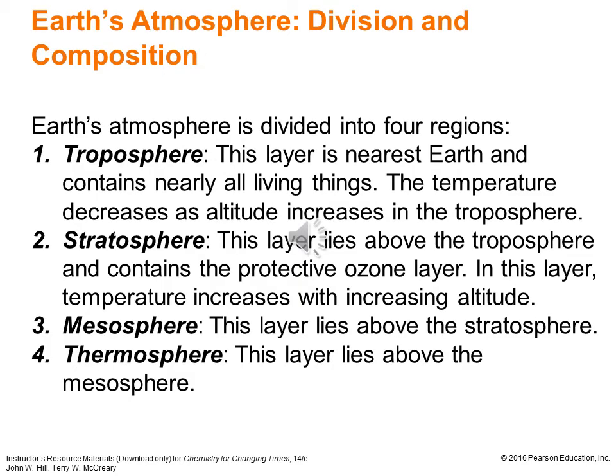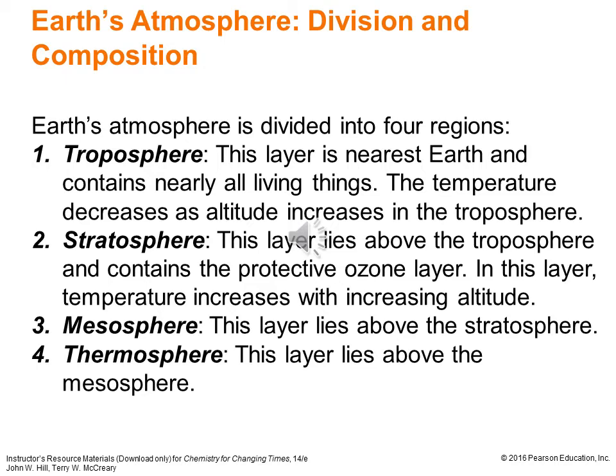Okay, so moving on to the layers of the atmosphere. Earth's atmosphere is typically divided into 4 regions. There's the troposphere, and that's the layer that we live on. It's the layer nearest Earth, and most living things live in this layer. The temperature decreases as you go up in altitude in the troposphere, and some examples of that would be things like mountains. Kilimanjaro, for instance, in Africa, quite a bit cooler up at the top of the mountain than down at sea level.